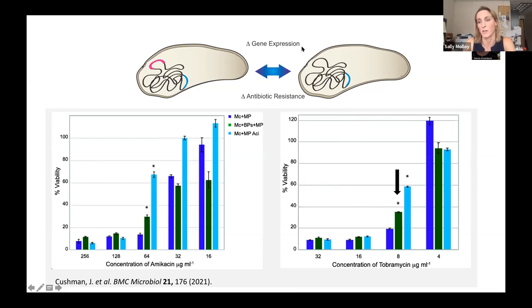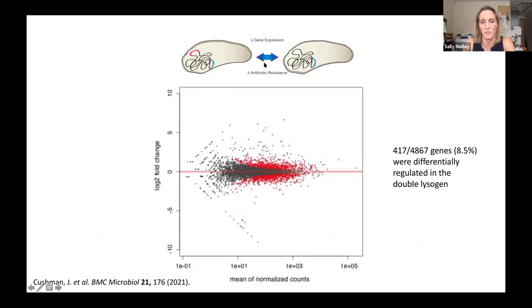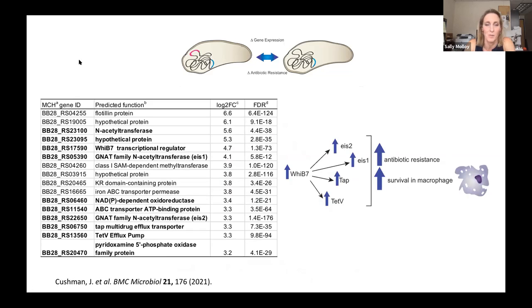So what are the genes that could be involved in this change in resistance? We performed RNA-seq on these two strains. And of the 4,867 genes in the M. cheloni genome, 8.5% were differentially regulated in this double lysogen. There were a lot of downregulated genes. I'm just talking about the ones that were upregulated. The majority of the upregulated genes belong to the YB7 regulon, and that includes the YB7 transcriptional regulator itself, which was upregulated 26-fold, and many of its target genes were upregulated 10-fold. And again, these genes contribute to drug resistance and survival in macrophage.